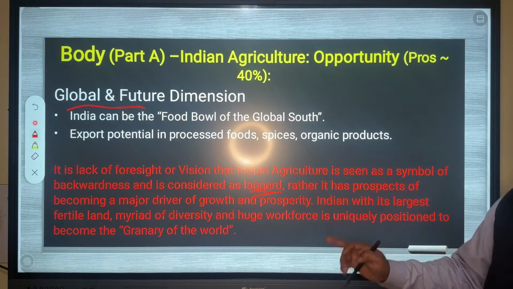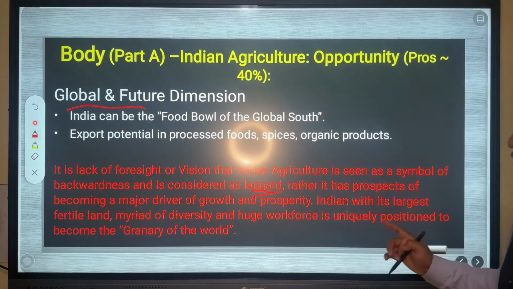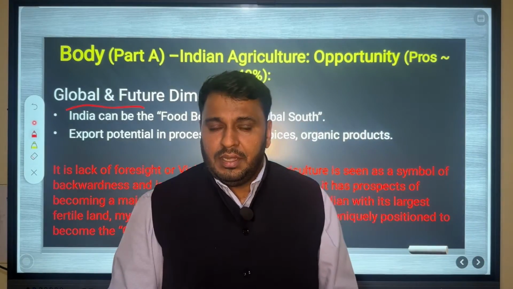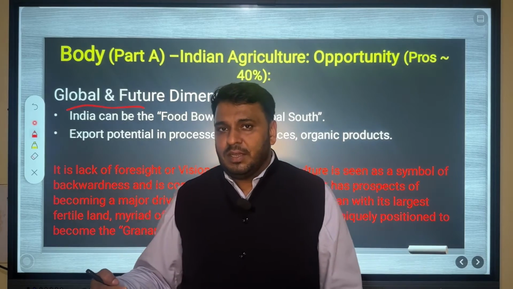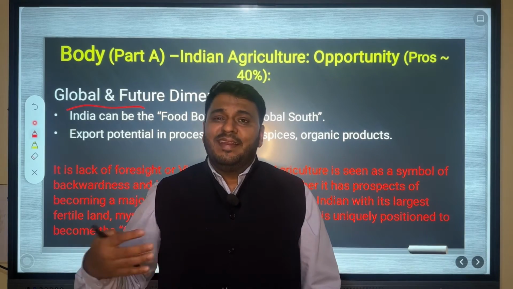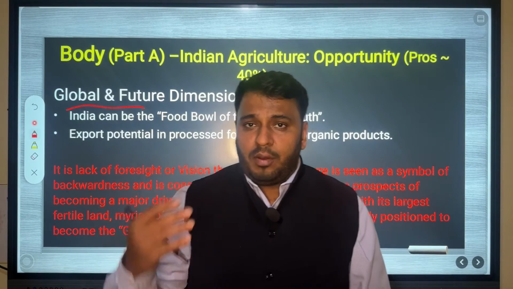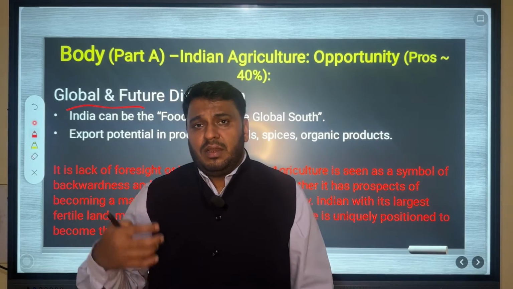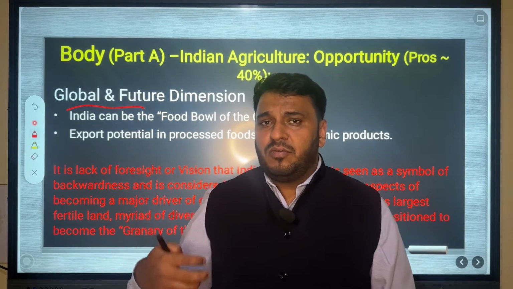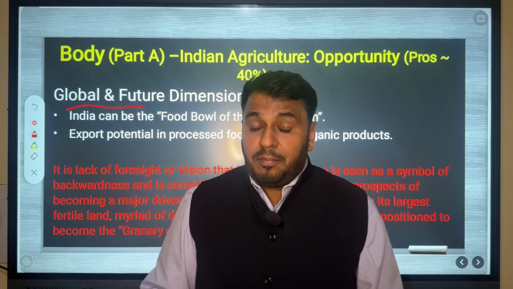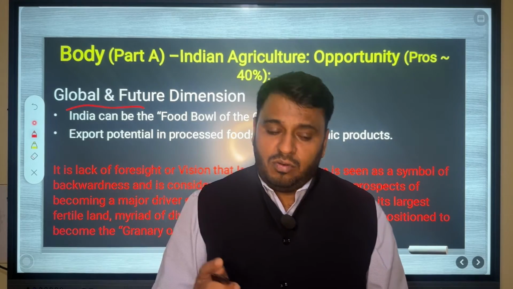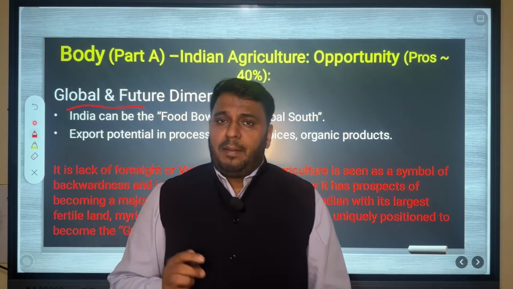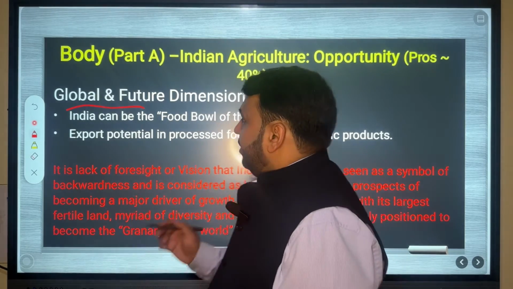India, with its large fertile land, myriad diversity and huge workforce, is uniquely positioned to become the granary of the world today. So we have to understand this potential, and we have to move forward in nurturing this sector in an environment friendly, sustainable manner, so that this sector, which employs around 50% of our population even today, and that population being one of our most marginalized, can benefit. If we can capitalize on that, it will be a great win. Next, please.